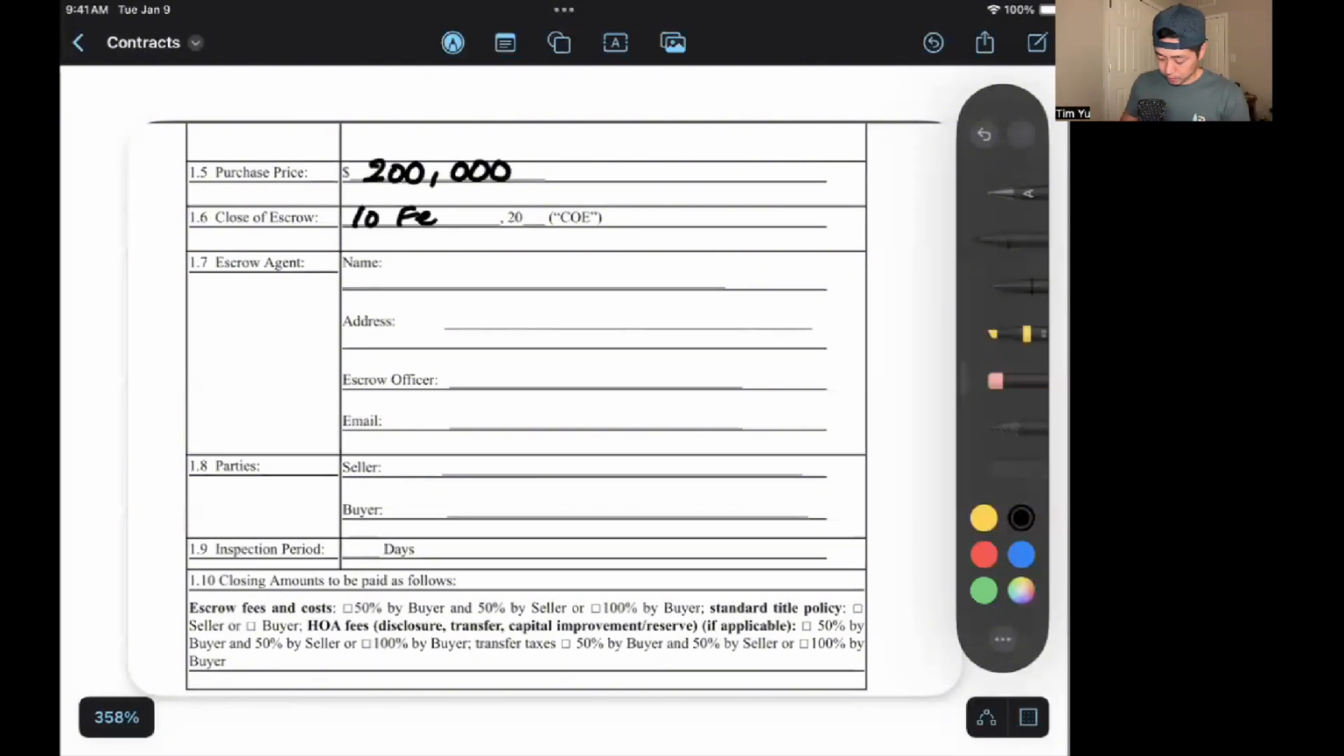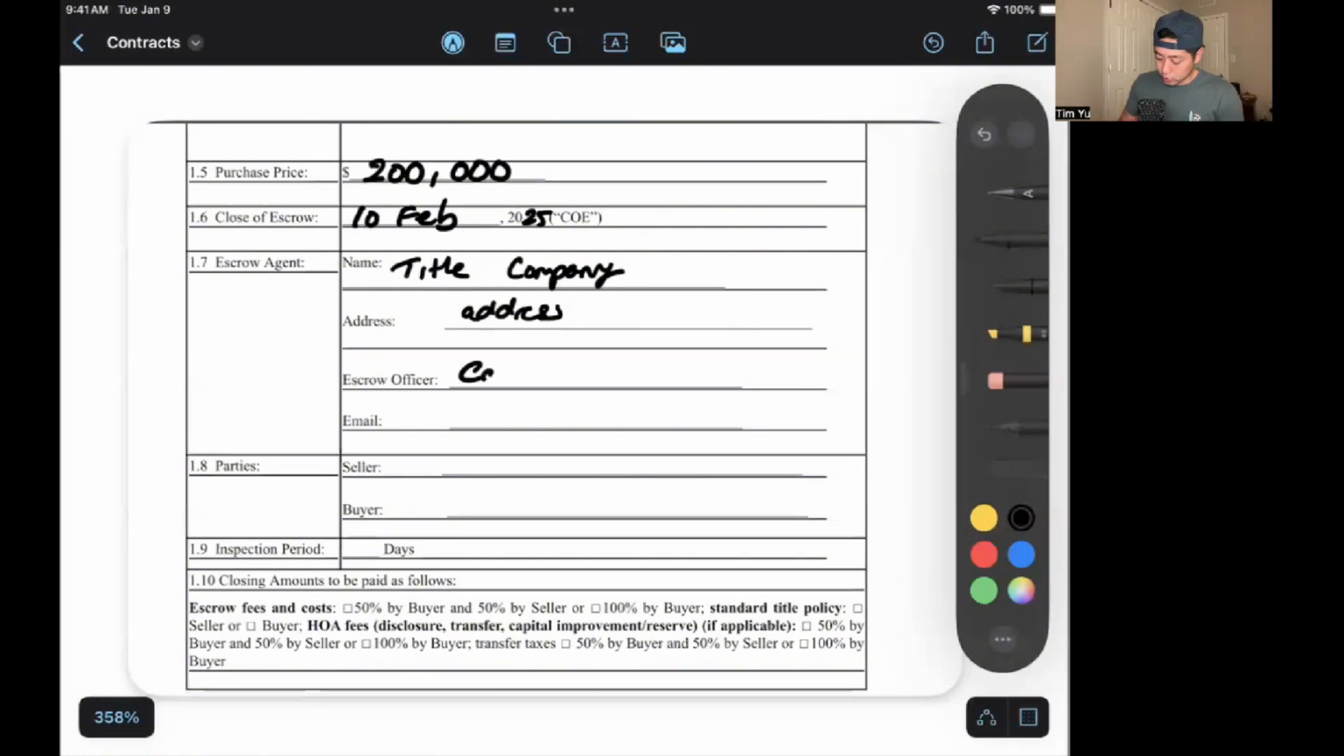Let's do 10 Feb 2025. Right? And this is the close of escrow date where we go to the title company and end up purchasing the property, or signing the property. Escrow agent: usually I have my title company in here, right? So we'll have our title company, the address of the title company, and if you know your escrow agent, you can put it.